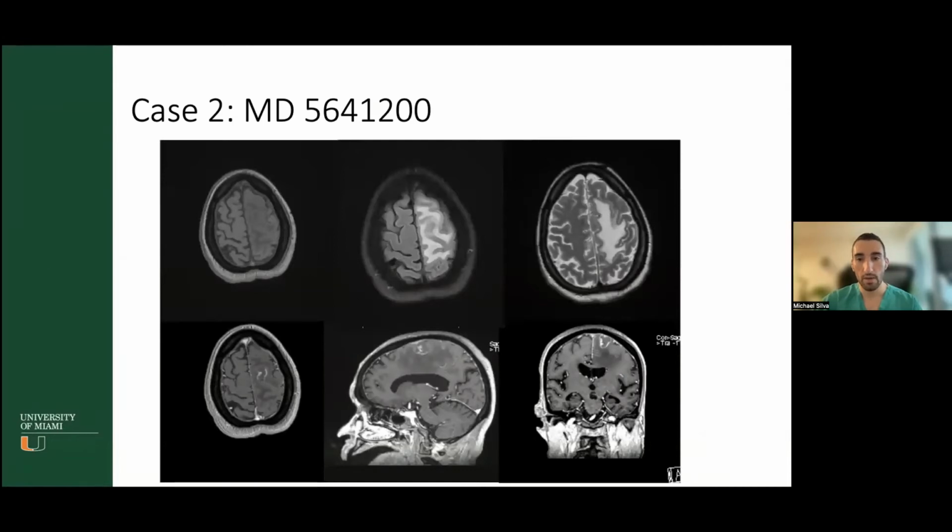So do you want to describe the imaging here? And just for guidance, on the top, it's a T1 FLAIR and a T2. Bottom is T1 with contrast. Yeah, so she has some extensive left-sided vasogenic edema. She also has an irregularly enhancing mass in the left frontal parietal region.